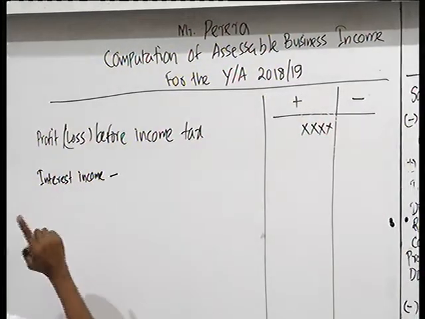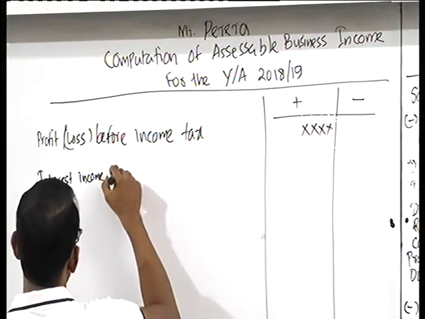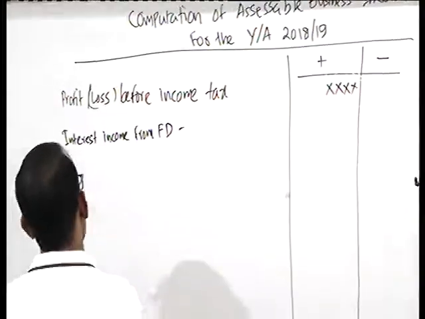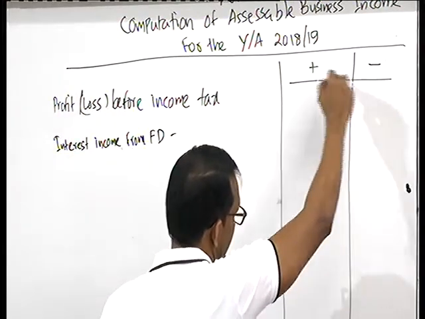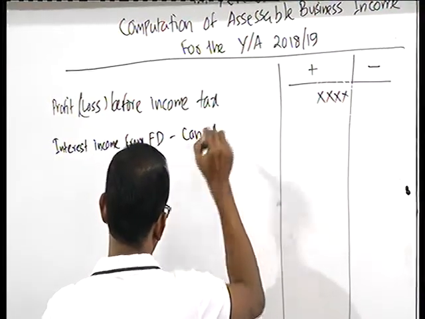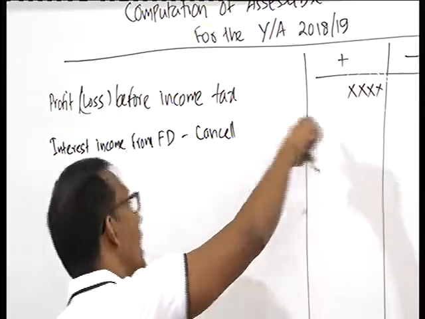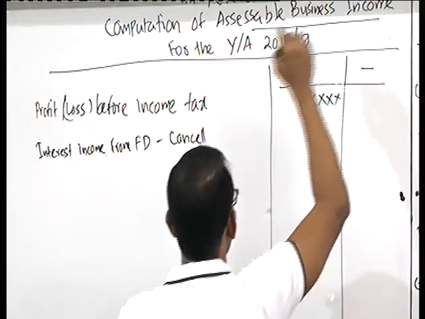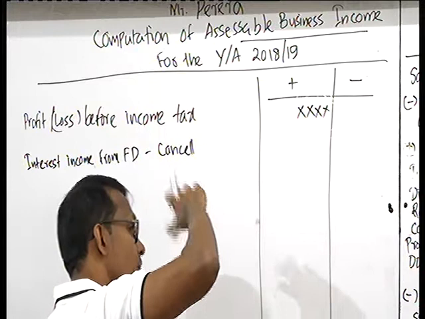So here you have to make a note why you are cancelling. I will take interest income from FD, from fixed deposit, just one example, interest income from fixed deposit, because that is reflecting here in this accounting profit. What you have to say here: cancel. Why are you cancelling? Because this interest income from fixed deposit, which is included here, is not business income, and we are going to calculate assessable business income. So therefore, it cannot form part of your assessable business income. It is not part of the business income.